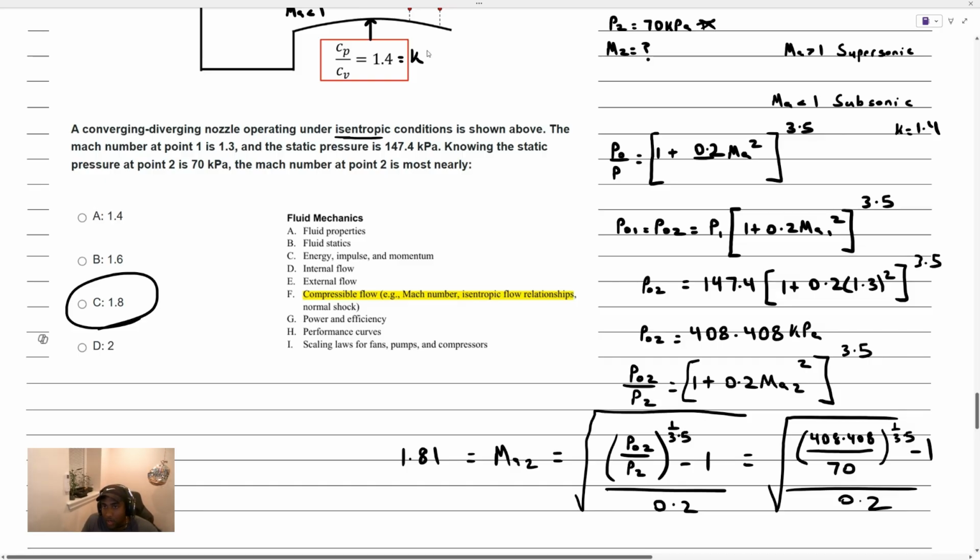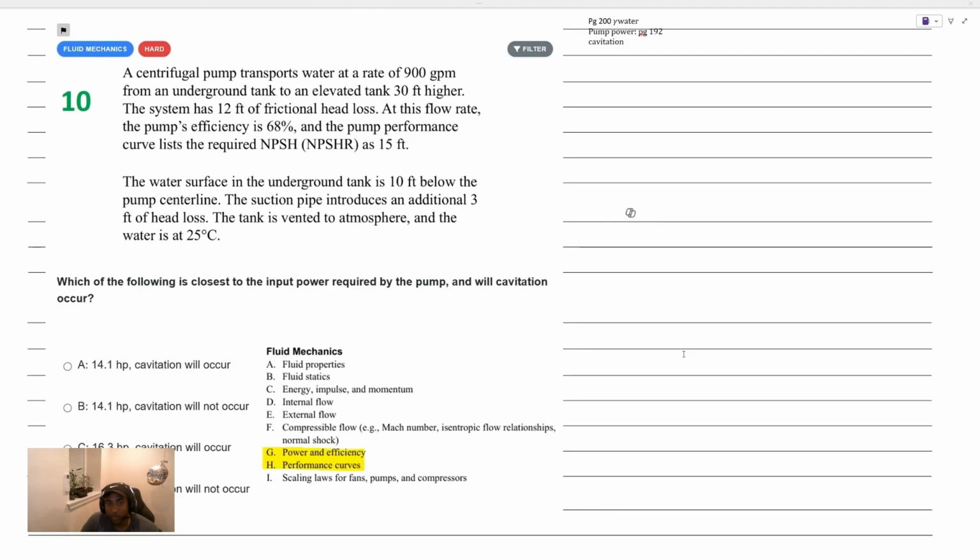Okay, let's go ahead and move on to the next problem. In this problem, we're going to be discussing the idea of pump power and efficiency as well as pump performance. We're going to talk about things like the net positive suction head available and required, as well as the idea of cavitation. So let's get right into the problem.